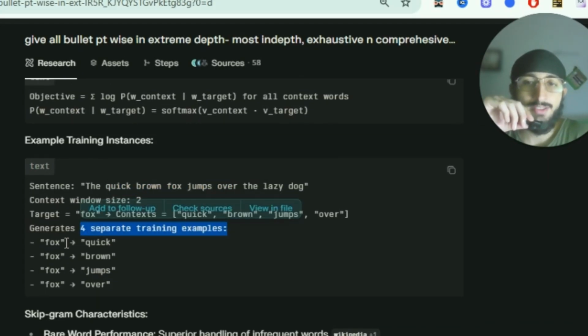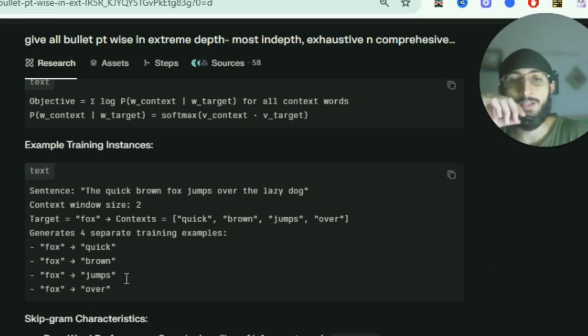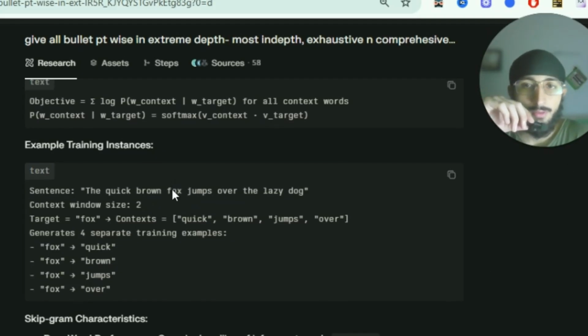Generates 4 separate training samples: fox to quick, fox to brown, fox to jumps, and fox to over, right? So basically in this format. Target is given fox, center word we've chosen, fox to quick, fox to brown, fox to jumps, and fox to over, right? 4 separate training samples are there.